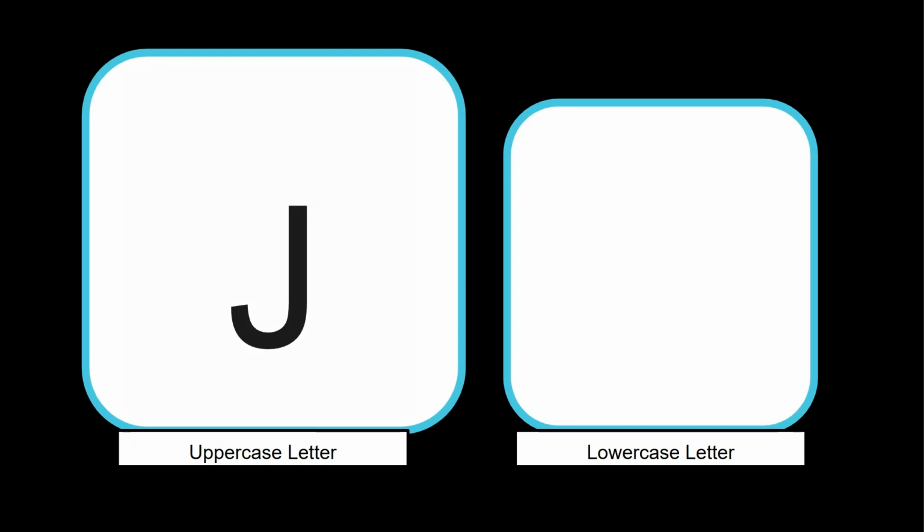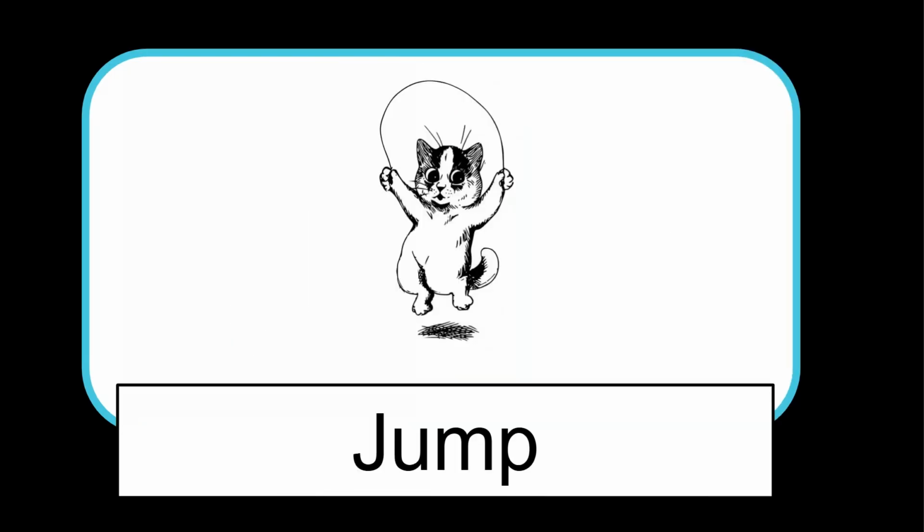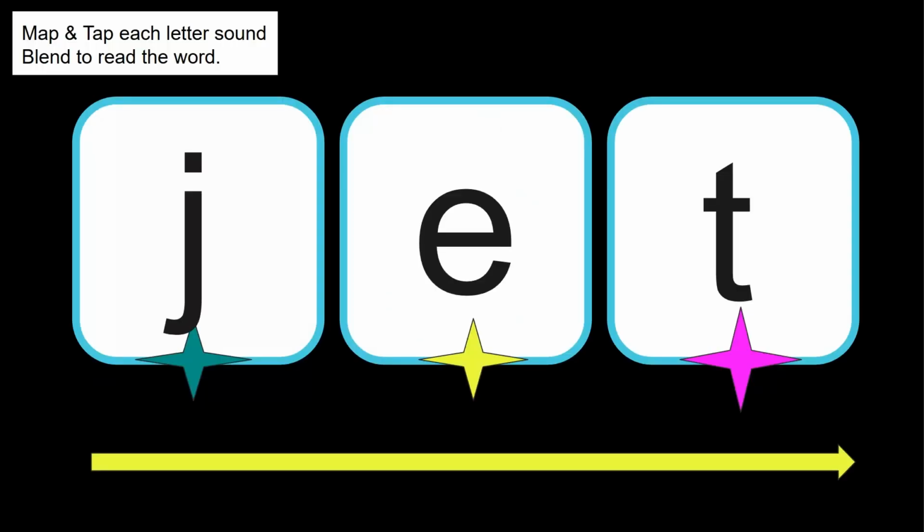Next letter is J. So don't confuse this with that soft consonant of G. This letter is all on its own, and it makes the sound j. Just like in the beginning of the word jump. So let's decode. Jet.